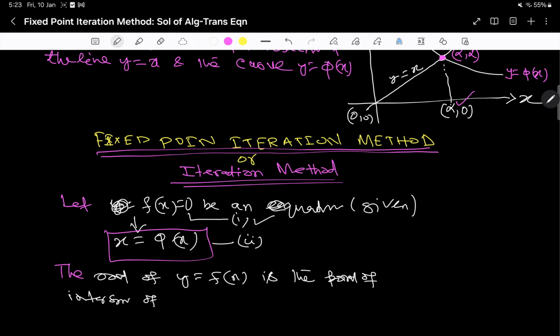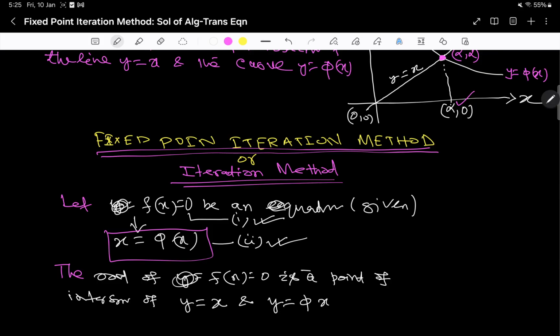So this is the equation given, I. We rewrite it in the form of 2. So the root of f(x) = 0 is a point of intersection of, as I have told you in the definition, y = x and y = phi(x).